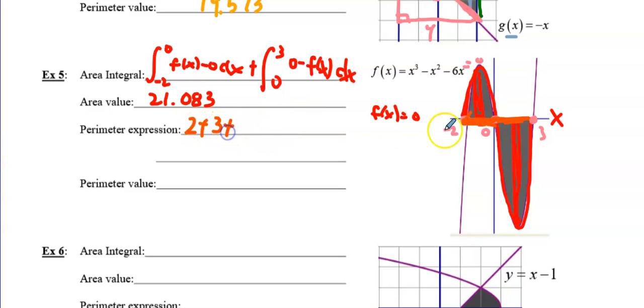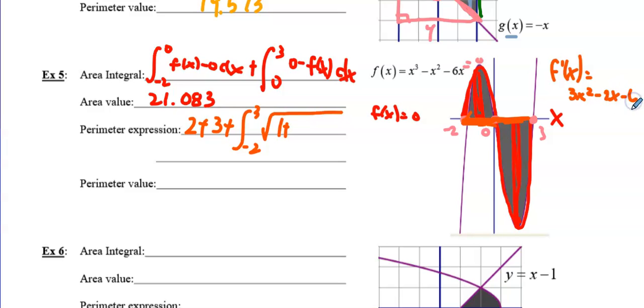Now, the beautiful thing about this, ladies and gentlemen, is the fact that we don't care. For arc length, we do not have to set this up into 2 different integrals because if I integrate from -2 to 3 and I go ahead and do 1 plus, and I find my derivative, so f prime of x, the derivative of this right here, it's going to be 3x squared minus 2x minus 6.